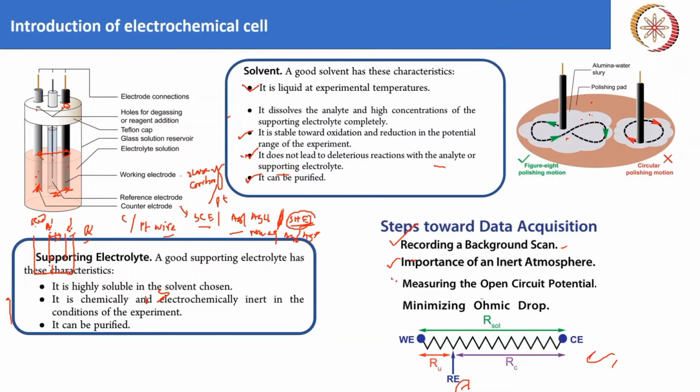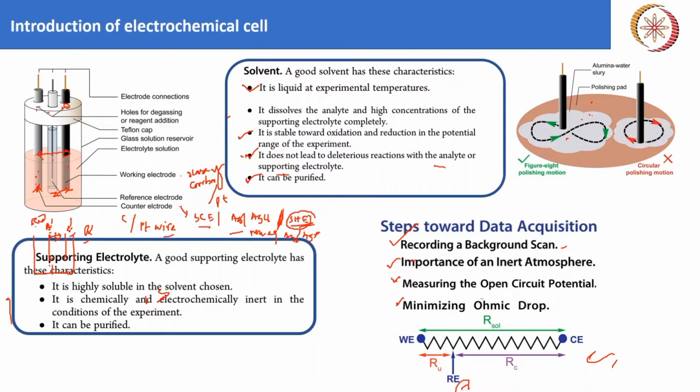For this, before starting your experiment, we have to measure the open circuit potential, or OCP value, and start the experiment from there. The OCP value is the potential difference between the reference electrode and the working electrode at the equilibrium state before starting the experiment, when you are not applying any potential. That is called the OCP, or open circuit potential.